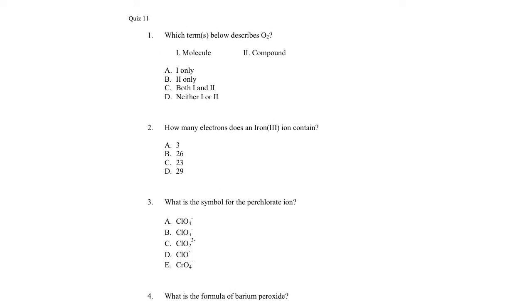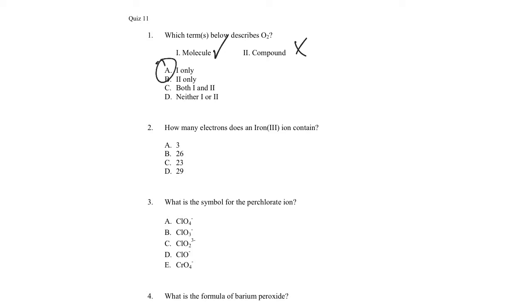Which term best describes O2? Molecule, compound. So both of them, neither one of them, just one of them. Okay, so O2 is a molecule. It's a molecule of oxygen. A compound must contain two or more elements. So it's not a compound. So it is only a molecule, A.